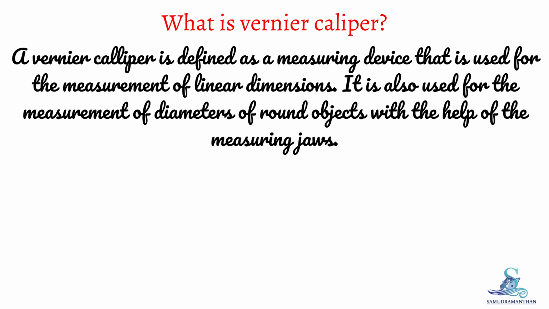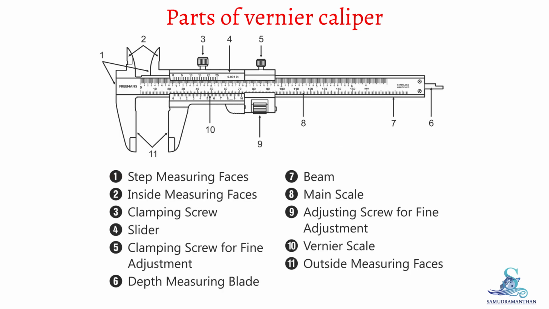linear dimensions. It is also used for the measurement of diameters of round objects with the help of the measuring jaws. Now we will get acquainted with its different parts. In this diagram, its different parts are shown.